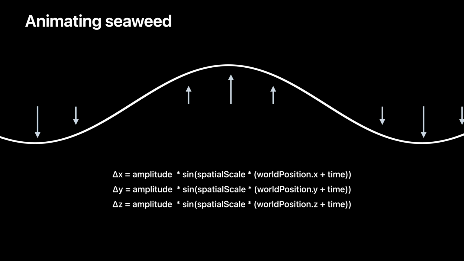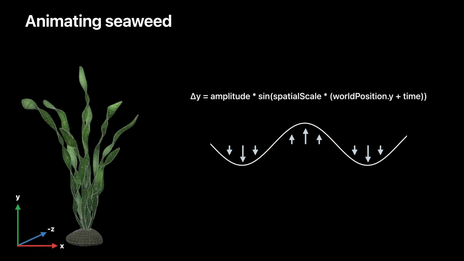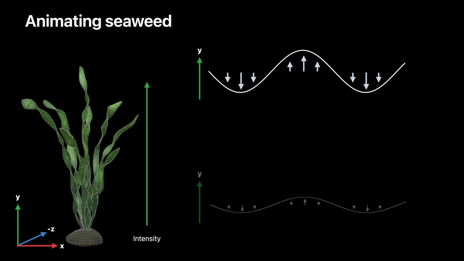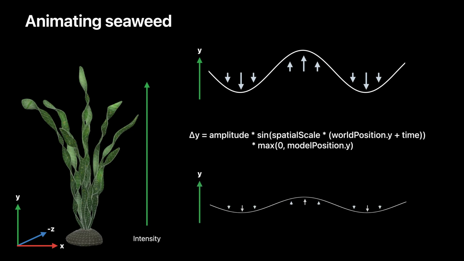Now, let's look at the model as a whole. One thing we haven't yet accounted for: vertices close to the base of the stalk have very little room for movement, while ones at the top have the highest freedom to move. To simulate this, we can use the vertex's y-coordinate relative to the object's origin as a scaling factor for all three axes, which gives us our final formula.